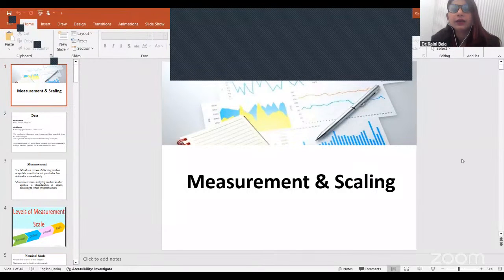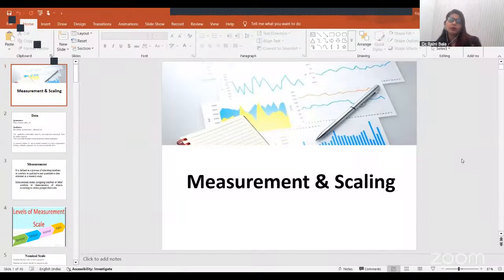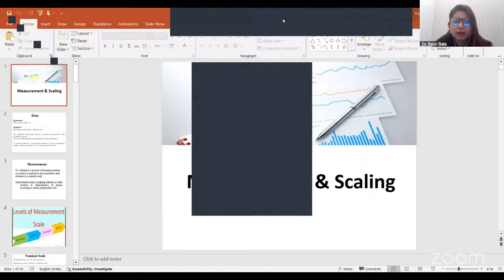Okay, so I hope everybody is aware about the data, right? What type of data we have? When we have to conduct our research, basically we have two types of data, right? One is quantitative data and the second is qualitative data, right? Quantitative data is which we can measure easily, which are in numbers only.